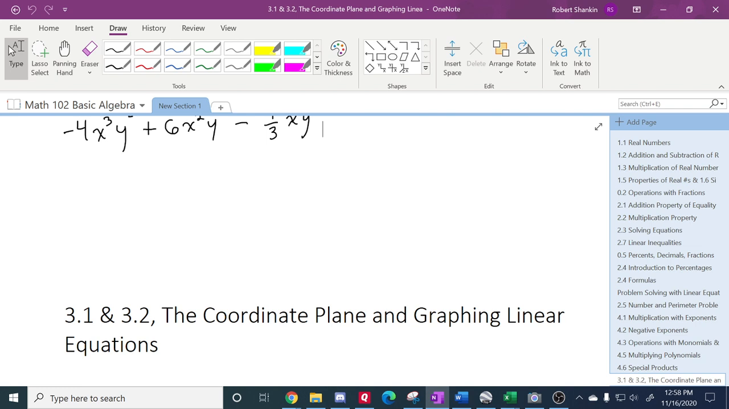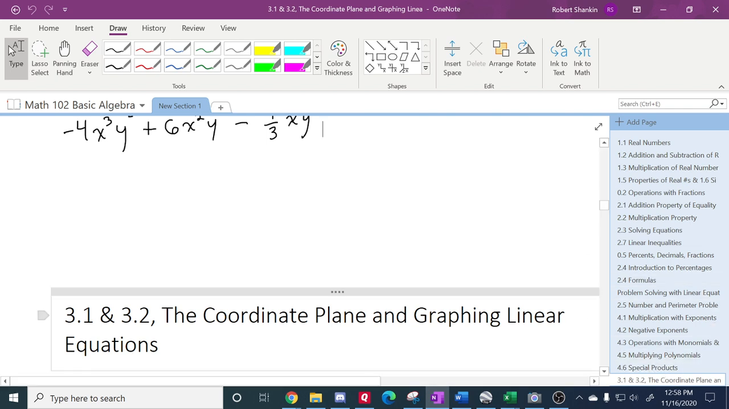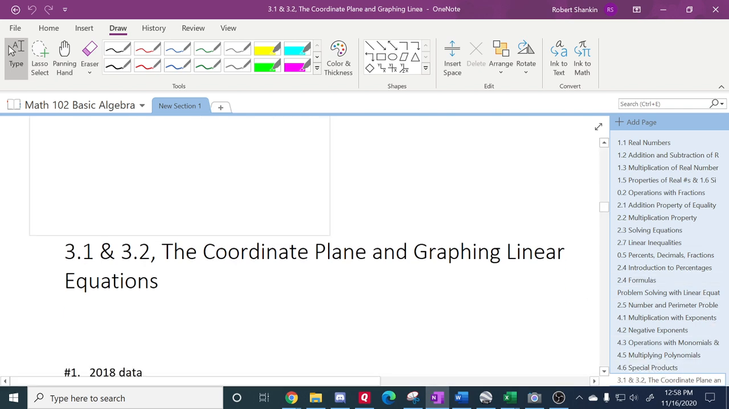Okay, the special products, no specific questions on those problems. All right, let's go then to 3.1 and 3.2. 3.1 is getting used to the coordinate plane, and 3.2 is graphing linear equations.